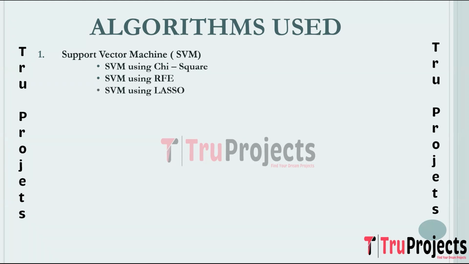Coming to SVM with Lasso. Lasso is a regression analysis technique that adds a penalty term to the traditional regression objective function. The penalty term is the absolute value of the magnitude of the coefficients multiplied by a regularization parameter. Lasso encourages sparsity in the model by shrinking less important coefficients to exactly zero.